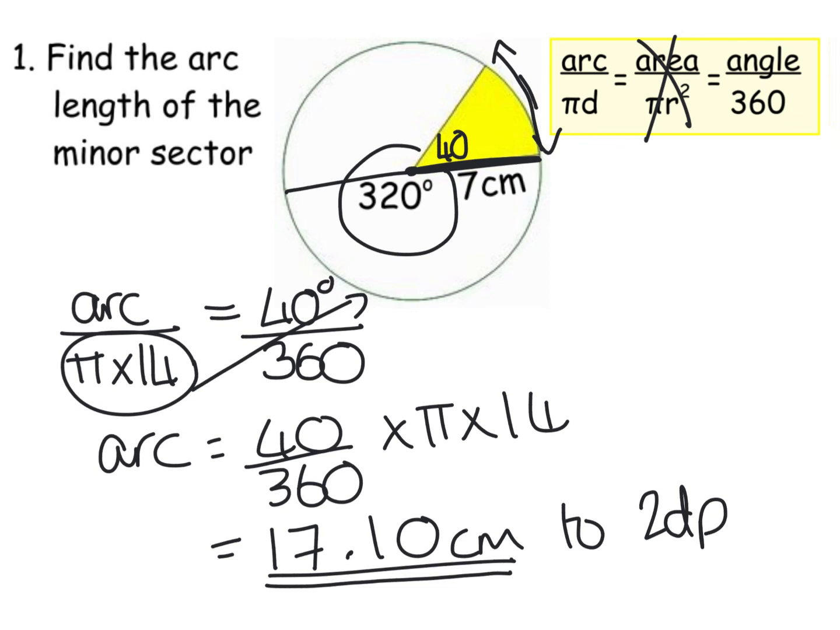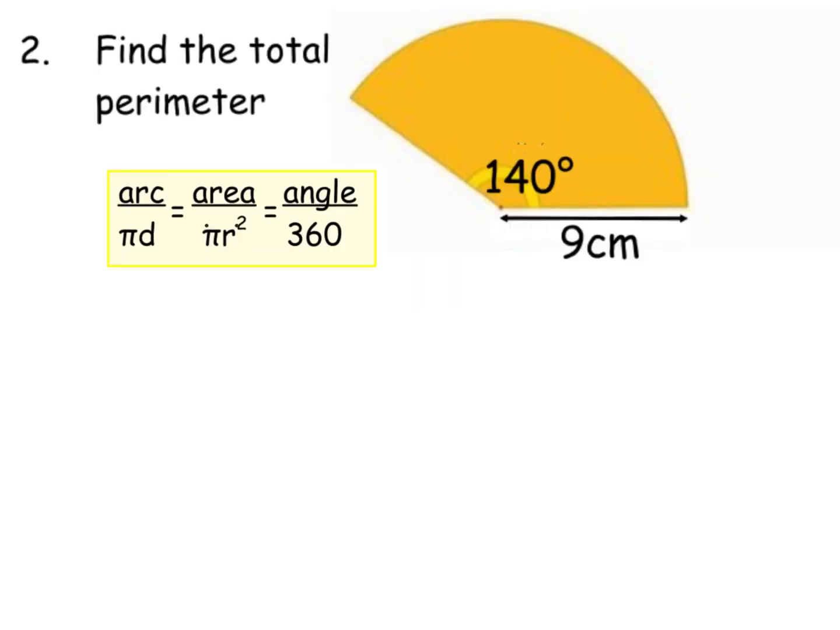Let's move on to number 2. So number 2, we have a larger sector now. We have the angle we need inside the yellow bit. Remember this is the centre, and I'm told that my radius is 9. I'm not going to use the area part of the formula, and we're good to go. But there is a difference. This one asks for perimeter, but I'll chat about that in a minute.